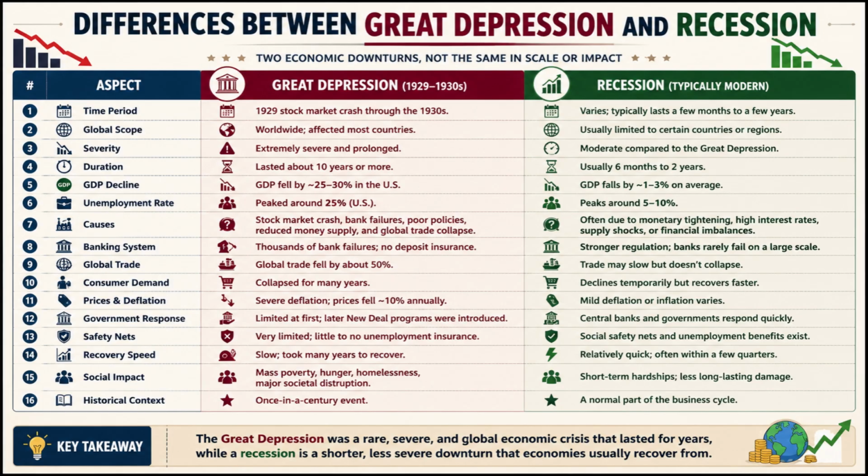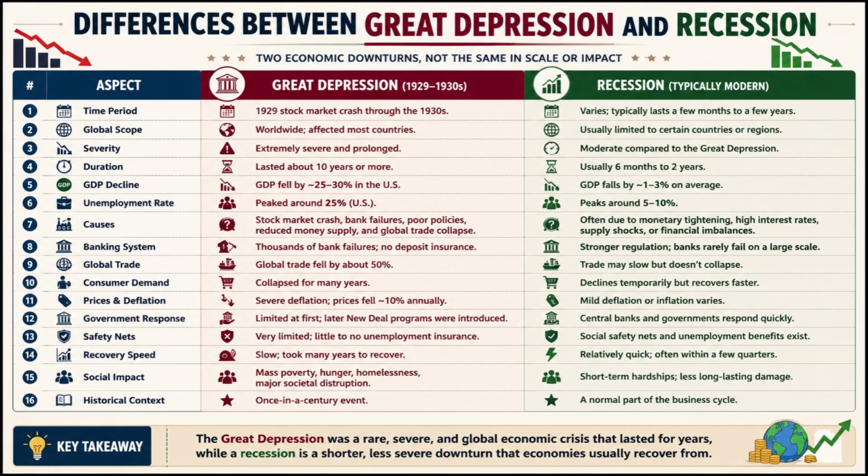Number 6. Unemployment during the Great Depression reached around 25%, whereas recession unemployment rates are usually much lower. Number 7. The Great Depression was caused by factors such as stock market collapse, bank failures, reduced money supply, and poor policies, whereas recessions are often caused by monetary tightening, economic imbalances, or external shocks.